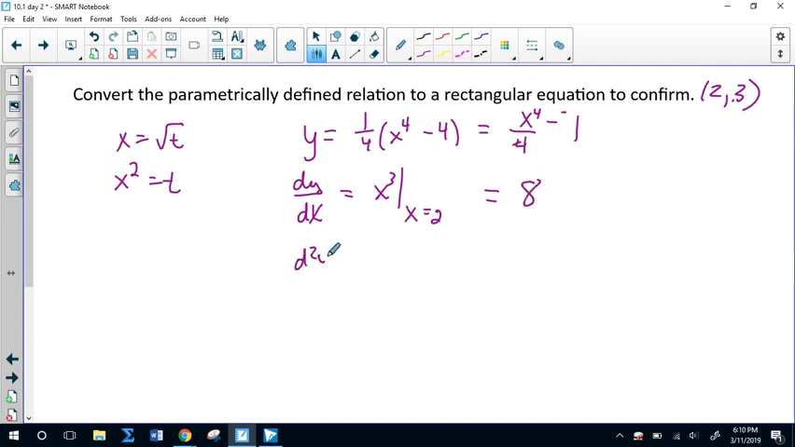And then I can take the second derivative, and the second derivative is 3x squared. And again, this is still at x equals 2. I substitute 2 in there. I get 4 times 3 is 12. So there you go. We confirmed it. So we can see that the parametric equations actually work doing it that way.